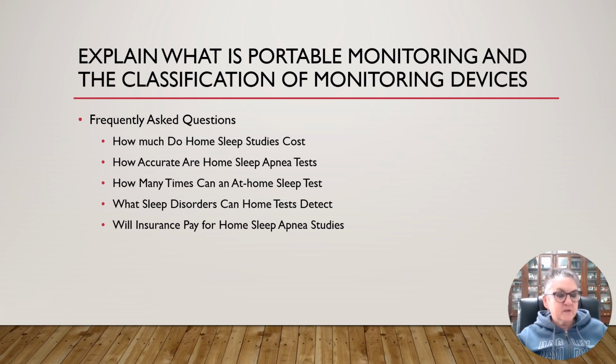How accurate are home sleep tests? Type 3 home sleep apnea tests are highly accurate in detecting obstructive sleep apnea in the moderate to the severe form. This test becomes less accurate in people with certain other health or sleep disorders.